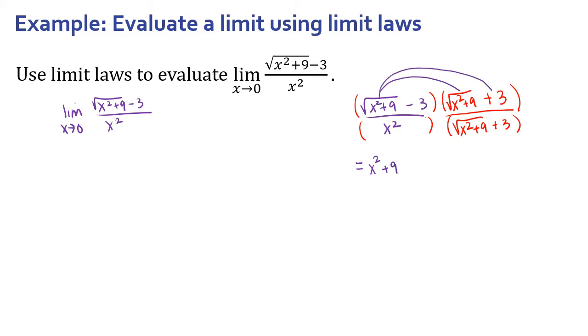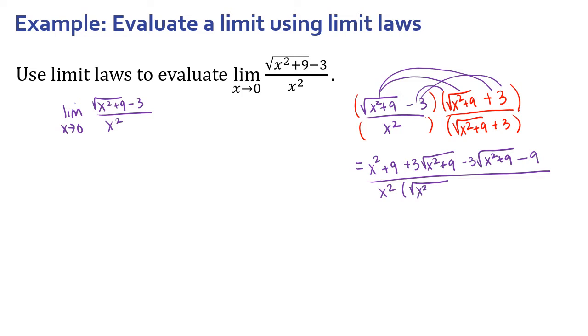Here I'm going to get plus 3 times the square root of x squared plus 9 minus 3 times the square root of x squared plus 9 minus 9, all over x squared times, I'm not going to factor this guy out yet, the square root of x squared plus 9 plus 3. All right, so now that I have this, the reason we multiplied by that conjugate is because in this case, it gets rid of that square root in that numerator.